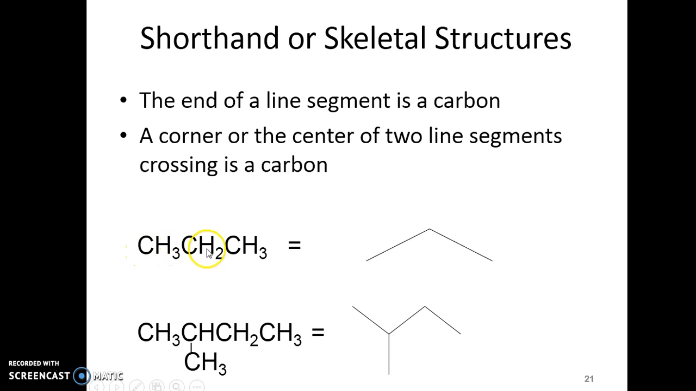Here we have 3 carbons in a row. This is called propane. How is it that we draw this in the skeletal structure? Well, every line segment is 2 carbons that are attached to each other. So if I look over here, there's a carbon here and a carbon here, 2 carbons attached to each other. But there's the same carbon here and then another one here. So I can see right at a glance that it's 1, 2, 3 carbons in this molecule.